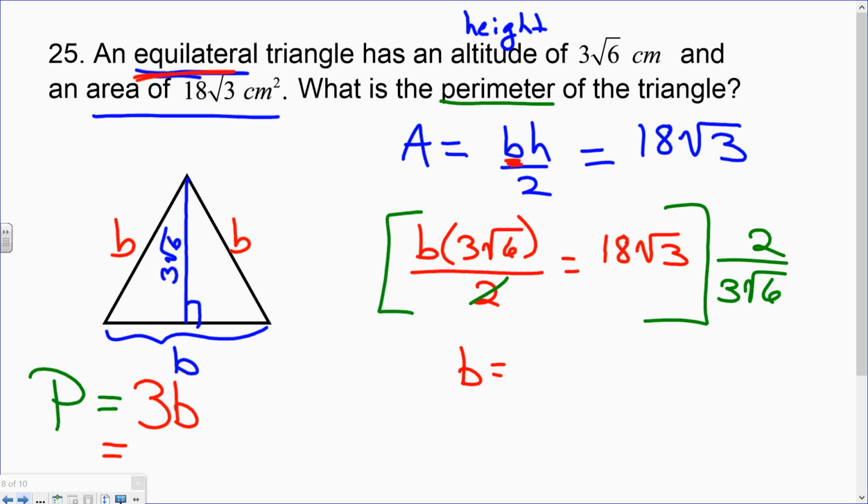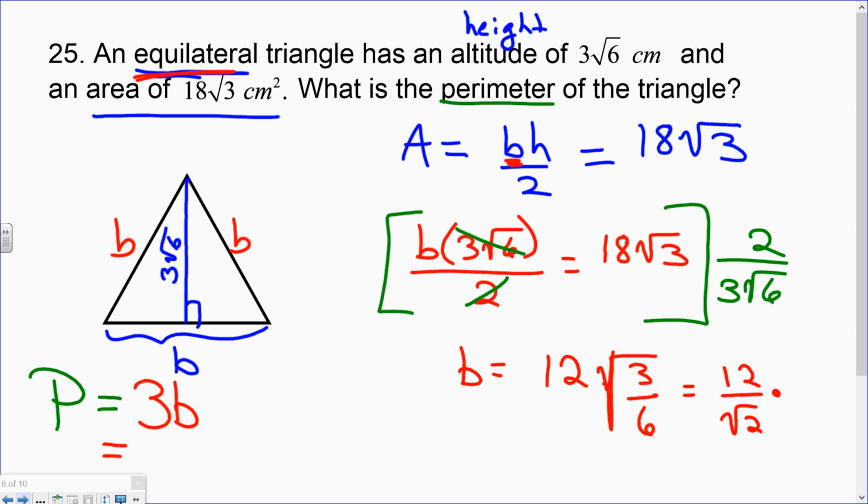2 on the top cancels the 2 on the bottom, 3 root 6 on the top and 3 root 6 on the bottom cancel. So that leaves us with something that's a mess. 18 times 2 is 36 over 3 is how much? 12. And then I've got a root 3 in the numerator and a root 6 in the denominator, but root 3 over root 6 is the same as the square root of a half. So this is 12 over root 2.